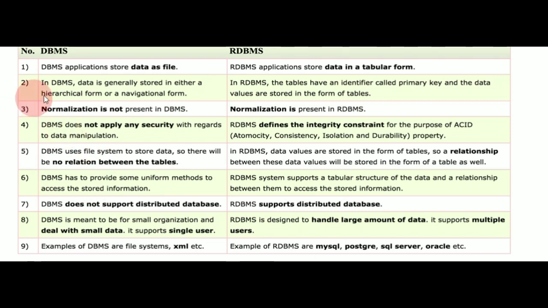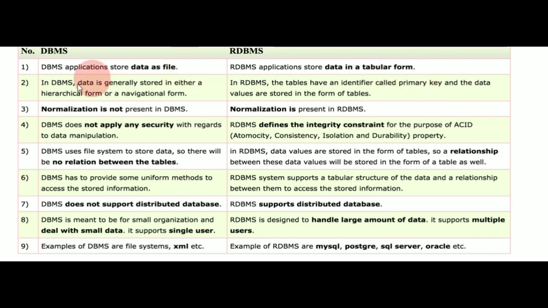The second difference is that in normal DBMS, data is generally stored in either a hierarchical form or a navigational form. Normally in our file system, we click on a particular folder, you store some files, you have some subfolders, you store some files and so on. In this manner, a regular DBMS such as a file system uses a hierarchical form or a navigational type of access. But coming to RDBMS, each and every table in which we store data has an identifier, and this identifier is called a primary key. We will discuss what a primary key and a foreign key are, and how to create a primary key, in the next videos.